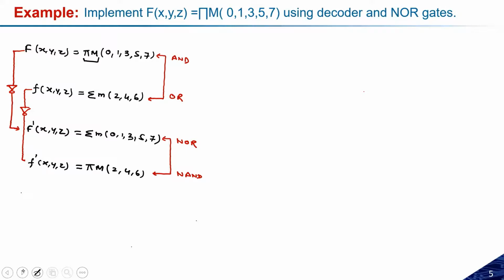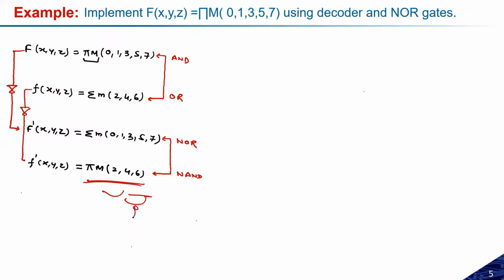Excuse me, sir. Yeah, please. Sir, can we use maxterms for the decoder? Yeah, of course we can use them. Maxterm is also possible. See here, if you are using this one, this is also possible. But in this case, you need to use a NAND gate. You can also use this one. So I'm leaving it to you.